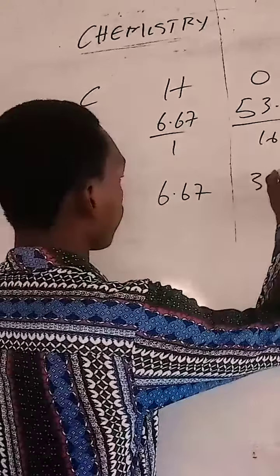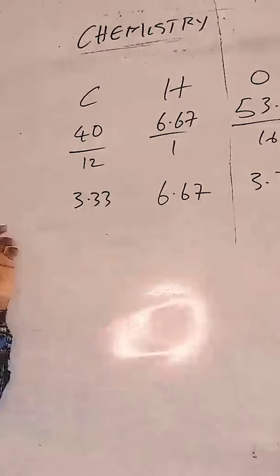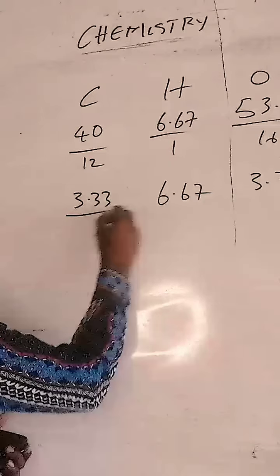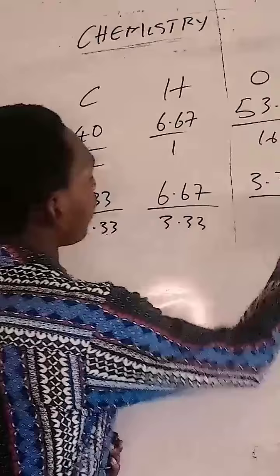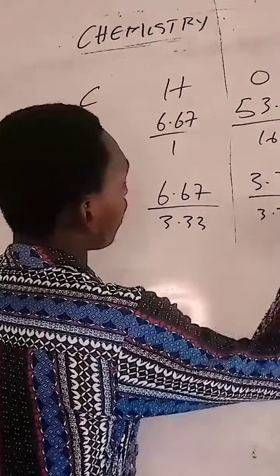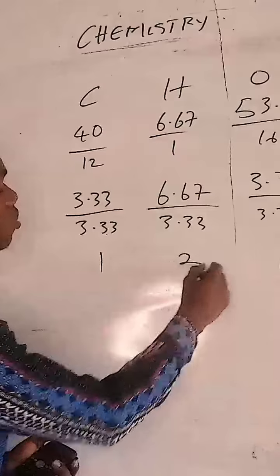Now, what is the second step? The second step is to identify the least number here and divide all the numbers of moles by it. This is called the number of moles. If you look at these values, the least number is 3.33, right? So we divide all the numbers of moles by 3.33, and this gives us 1. This gives us 1, and for hydrogen this gives us 2.